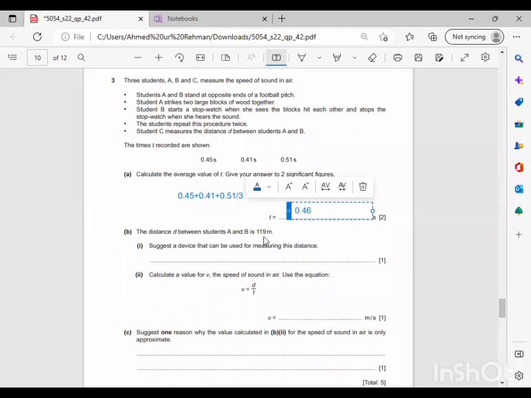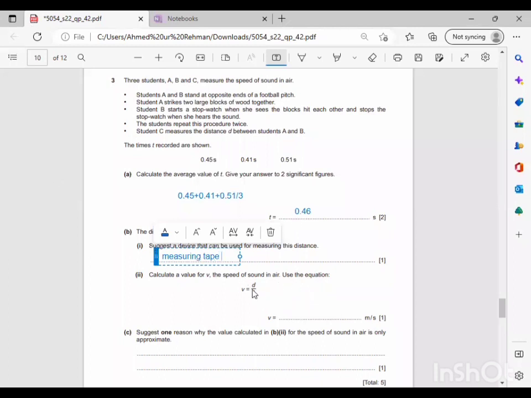The distance between students A and B is 119 meters. Suggest a device. Definitely, it's a very long distance, right? So what can you do? You can use a measuring tape.